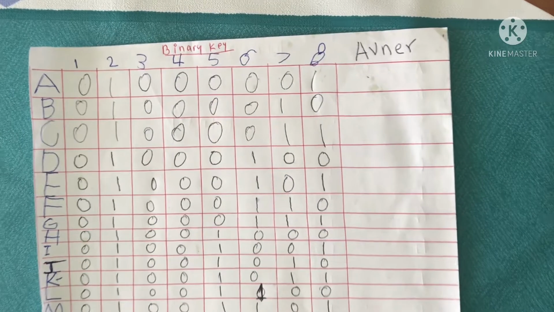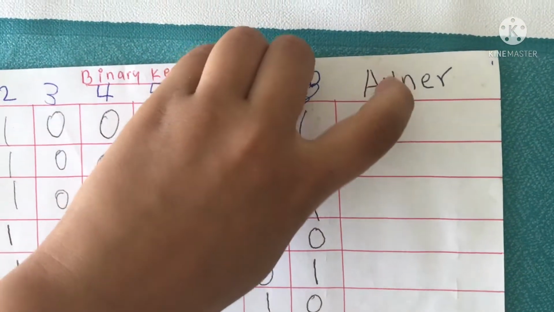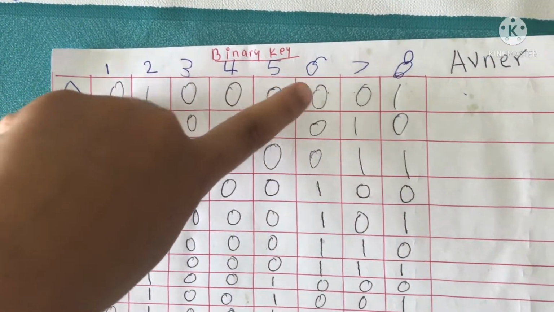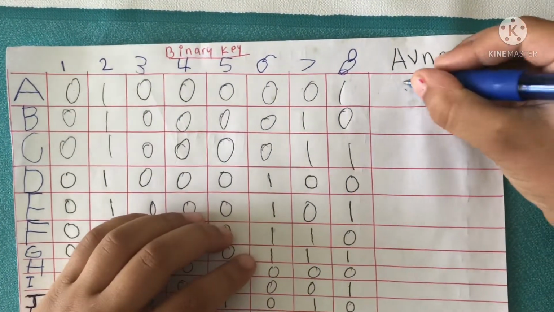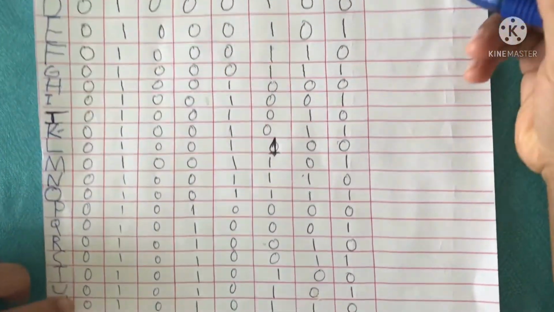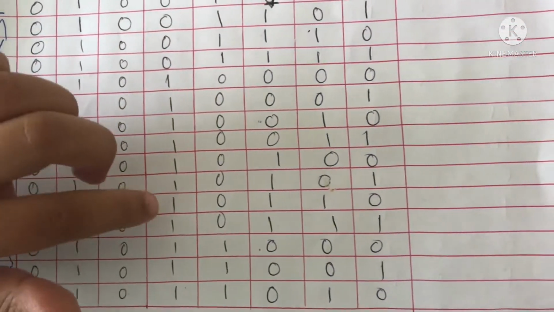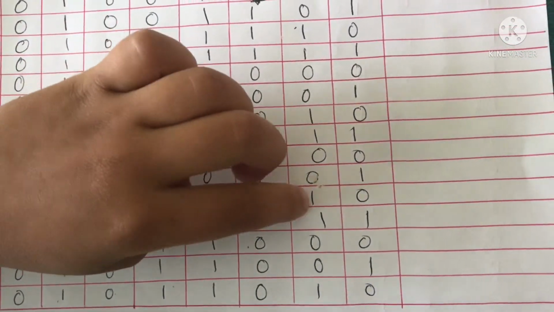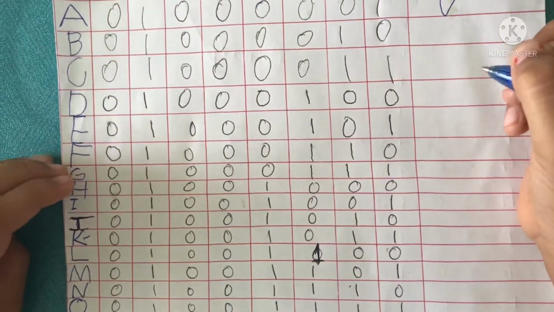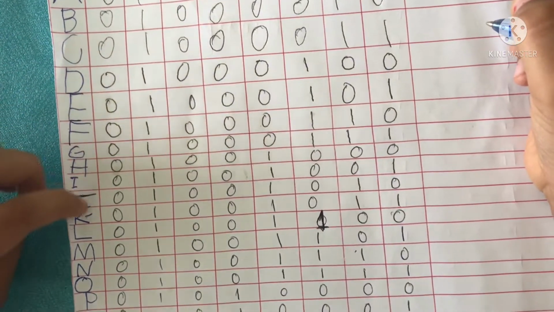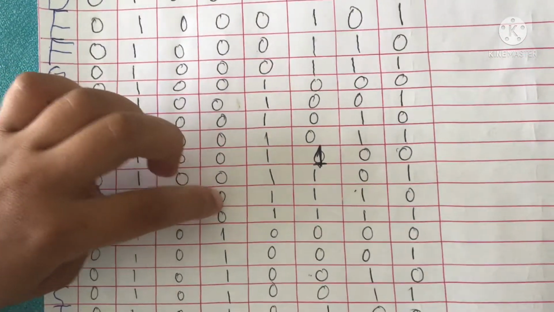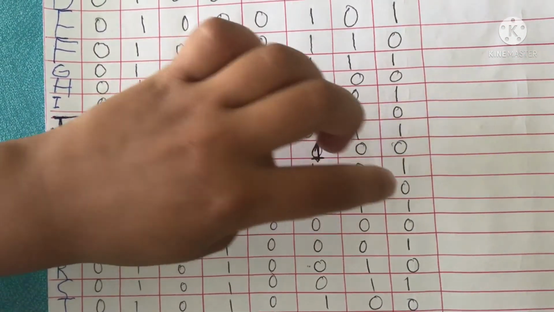Friends, now my name is Avner. A-V-N-E-R. A is 0 1 0 0 0 0 0 1. Tick mark. Now I'm gonna find V. There it is. 0 1 0 1 0 1 1 0. Tick mark. Okay, now I'm gonna find N. So N. There's N. 0 1 0 0 1 1 1 0.